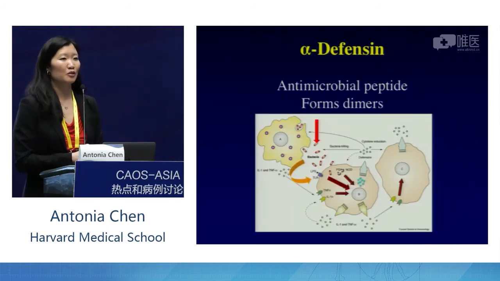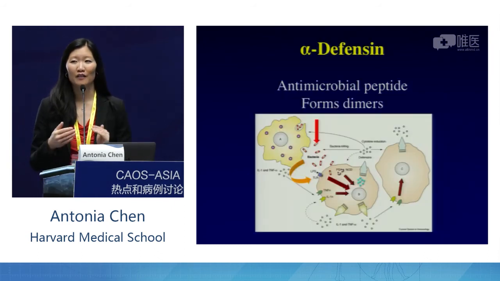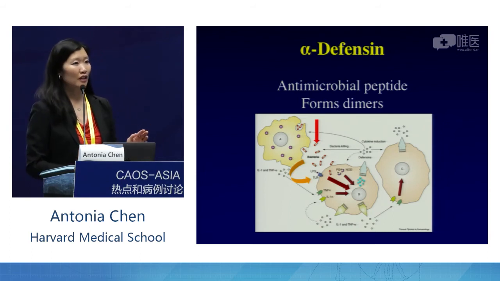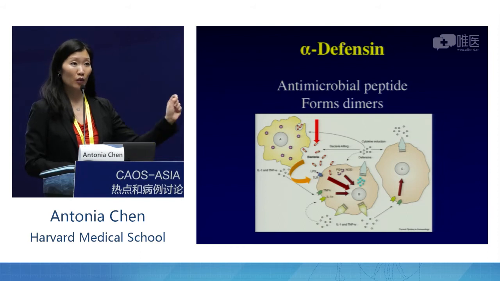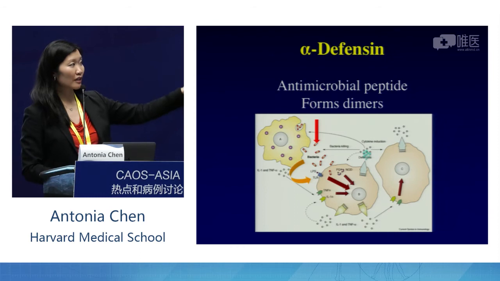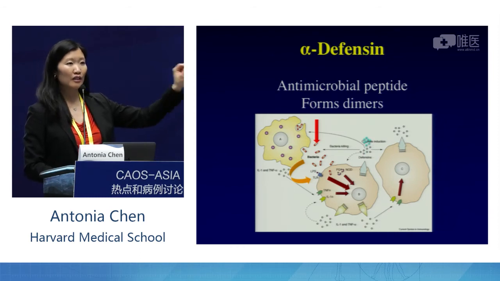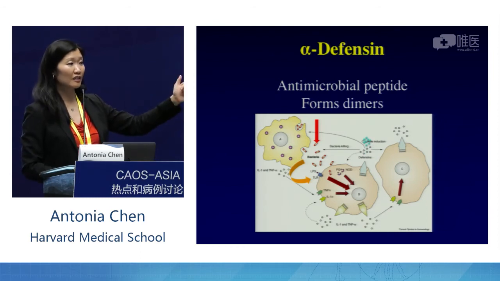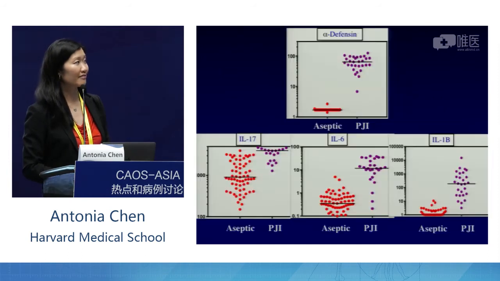Alpha defensin. I'm sure you guys have heard of this already, but it's not available in China yet. It probably will be over time. But alpha defensin is a reaction to an organism. So you have a bacteria, the neutrophils then release alpha defensin, and that release of alpha defensin is what is tested in the synovial fluid.